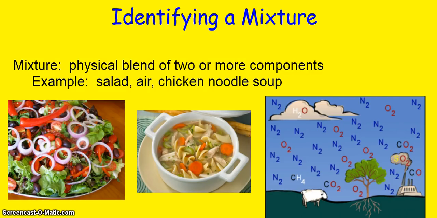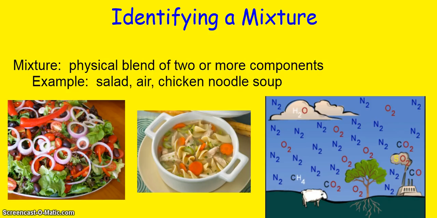So we see the salad on the left, the chicken soup in the middle, and atmospheric air on the right. So the model there shows there's water vapor, there's nitrogen, there's oxygen. The CH4 is methane coming from the animal that you see over there. And there's a little bit of carbon dioxide as well.